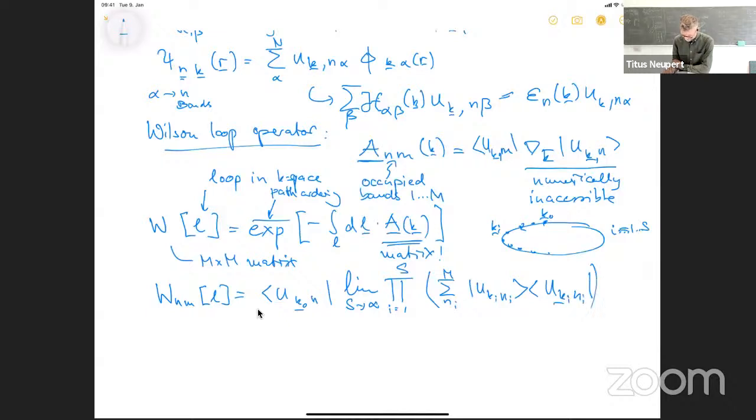And then you close it off with U at k zero in band M, potentially another band. And that is basically what now gives you a matrix, this choice of N and M here.